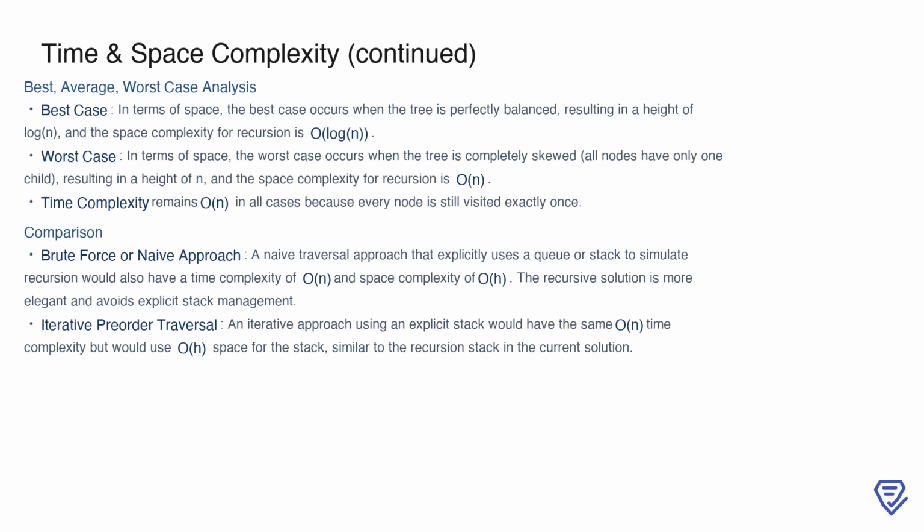Comparing this recursive approach to others, such as a naive traversal using an explicit stack or queue, we see that the time complexity remains O(n), and the space complexity O(h). An iterative preorder traversal, which also uses an explicit stack, would have the same time and space complexities as the recursive approach. However, the recursive method is often preferred for its simplicity and elegance, as it avoids explicit stack management.